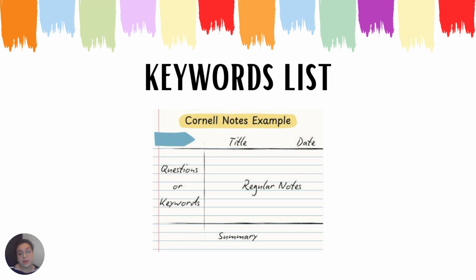Keywords list. The first thing I want to mention is the Cornell notes example or the Cornell method. Cornell method was invented in Cornell University and is really easy to use. It's a very specific template where you divide your paper into three small sections. First, you got the questions and keywords, then you got the regular notes, and then you got the summary. So, as you watched in the video, it's very easy to use.